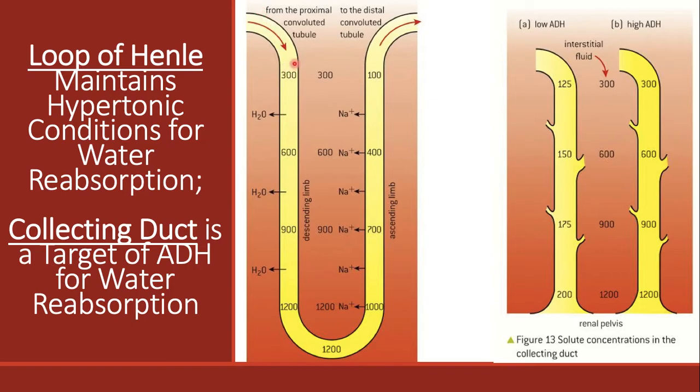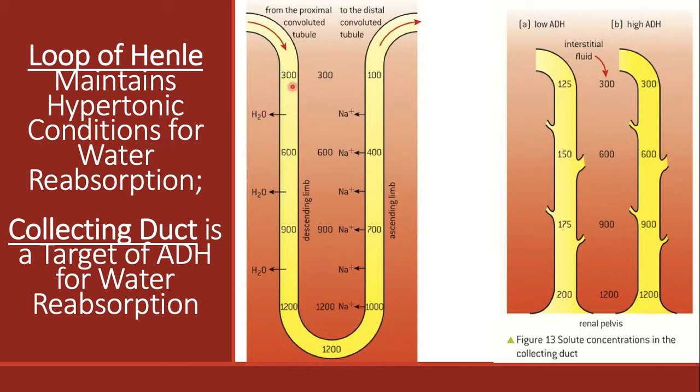So when the filtrate comes in, it has 300 as the osmolarity, which is equal to the outside. So we don't have any net gain or net loss of water. But as the filtrate moves down the descending loop of Henle, it's getting saltier now. It's 300 in here, but let's say it's like 450 or 500 out here. That's going to cause water to go out because if it's 300 here, this is hypotonic and this is hypertonic. So water is going to come out.